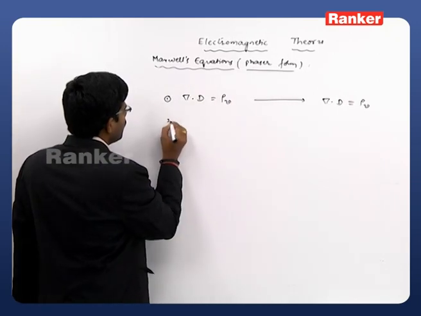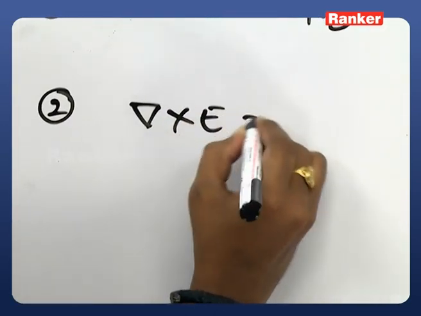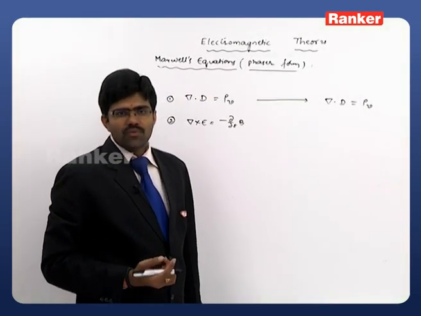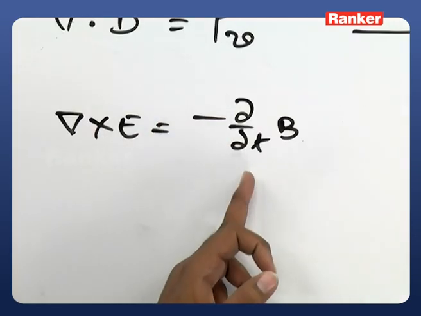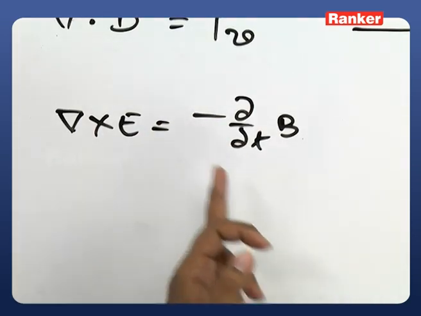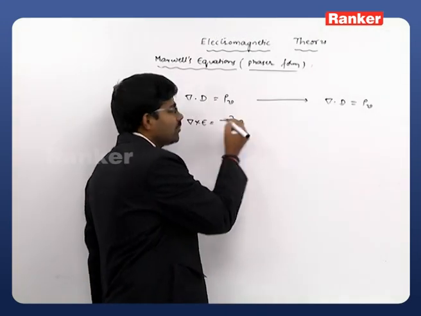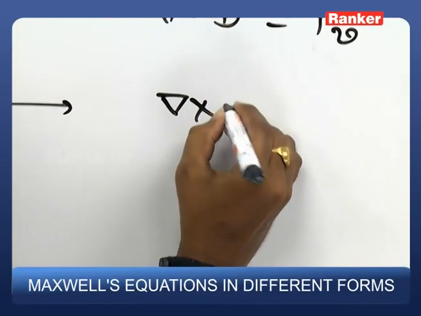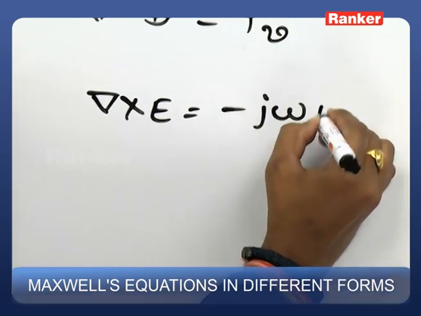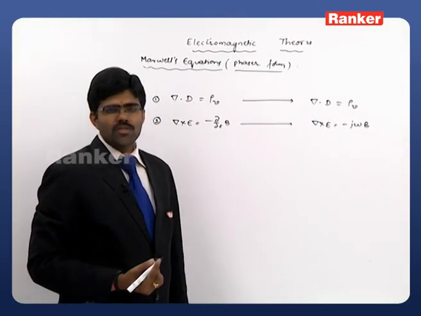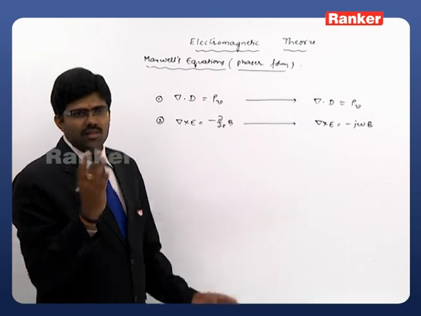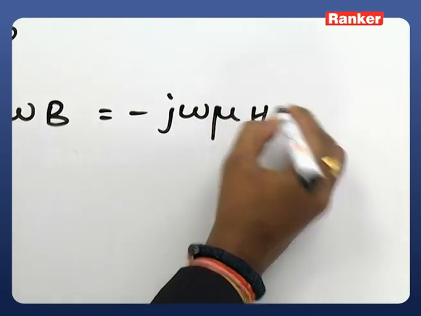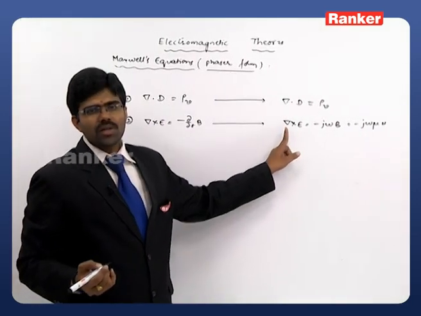In the same way, the second equation, del cross E equals minus dou by dou t of B. This is the equation that we have for time varying fields. Now clearly you can modify this equation to suit phasor form, since this dou by dou t operator can be replaced with j omega. Just now we discussed that. So now this equation can be written as del cross E equals minus j omega B. And clearly observe, B can be written as mu H, since there is a relation between B and H, so this minus j omega mu H equation is a suitable equation for our phasor form.